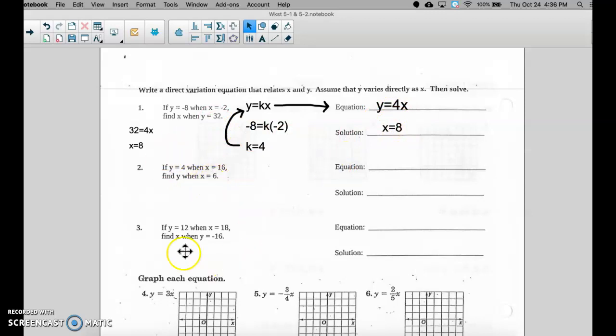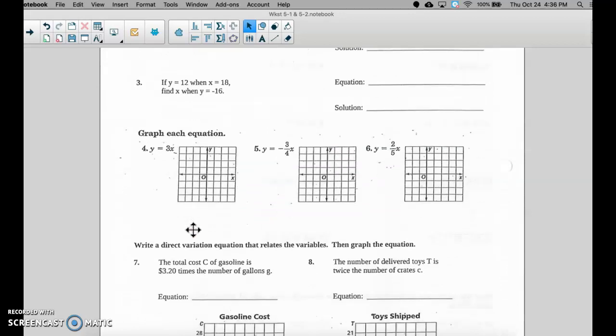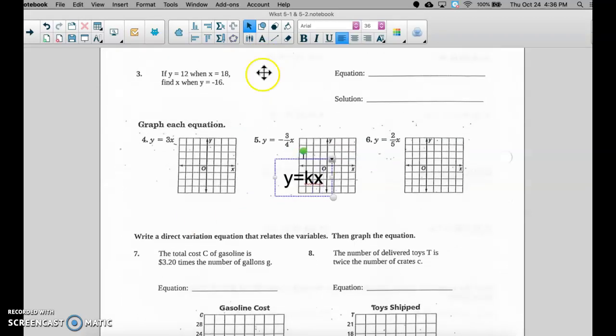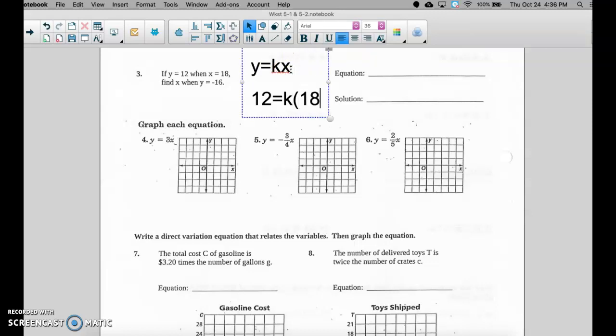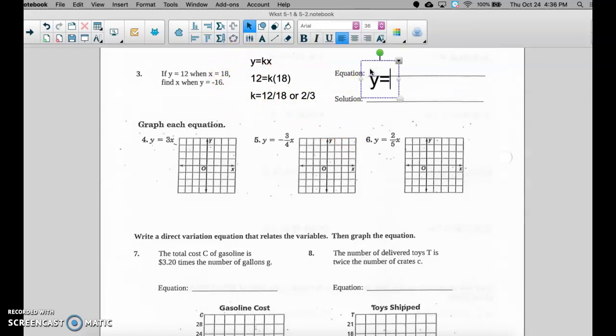This one's very similar, so I'm going to jump down to number 3 and do another one. We again start out with our direct variation equation, which is y equals kx. We then plug in the initial conditions of y equals 12 when x is 18. From here we solve, we get k equals 12 over 18, or 2 over 3. Once we do this, again we take it back up into that original equation, and we do y equals 2/3 x, because we replaced the k with 2/3.